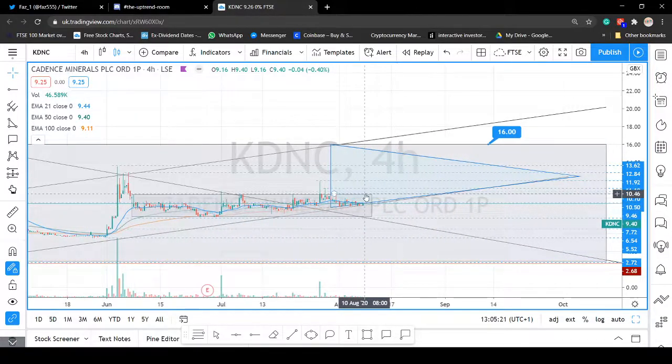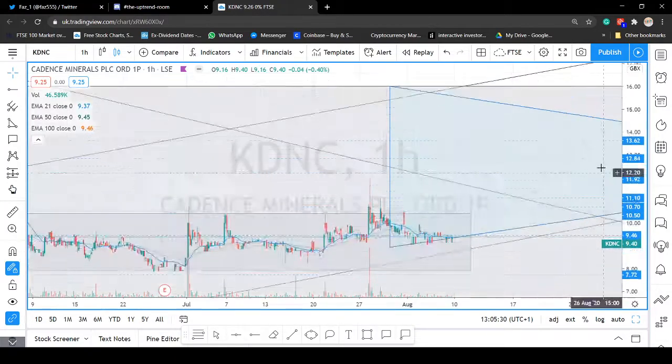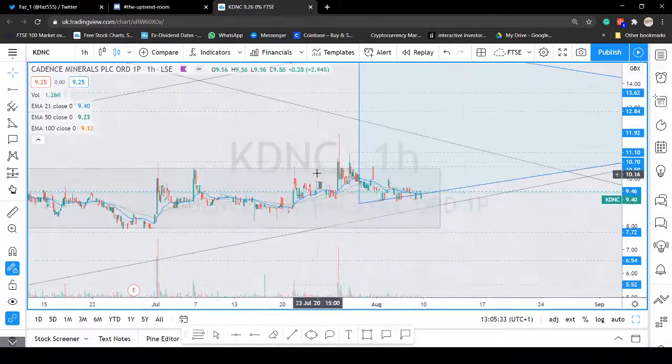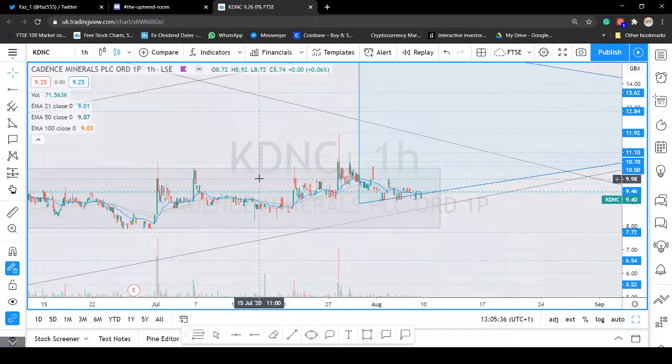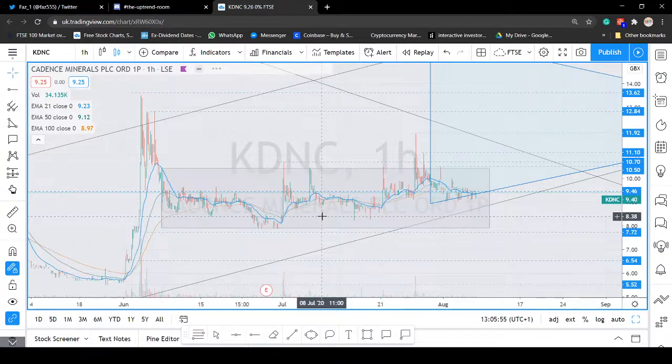Alright, guys, so this is what I'm seeing with KDNC at the moment. Let's screw down to the hourly chart and see if we can see anything else. The only potential issue we might have on the 1 hour is there's a possible formation of a smaller head and shoulders, possibly. So we'll have to keep our eye on 10.02 and see what happens when price starts approaching that level.